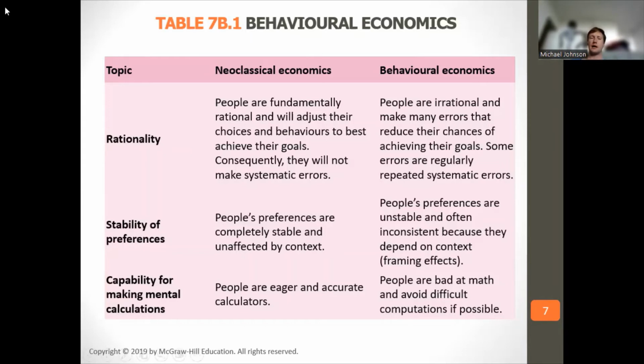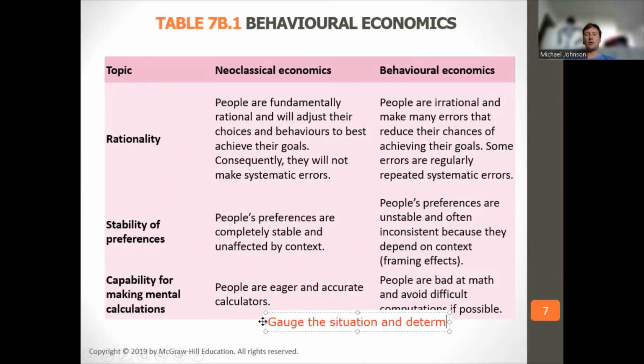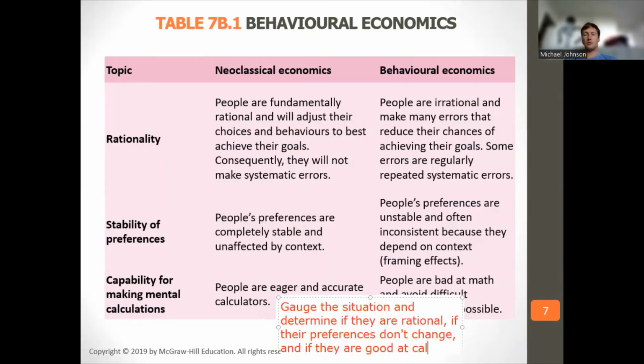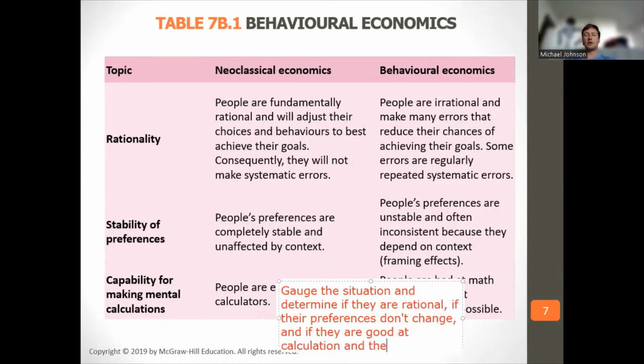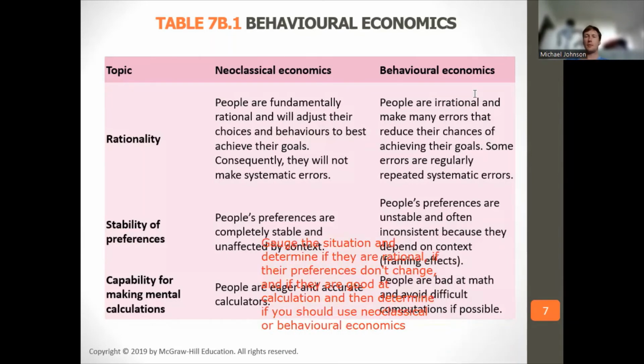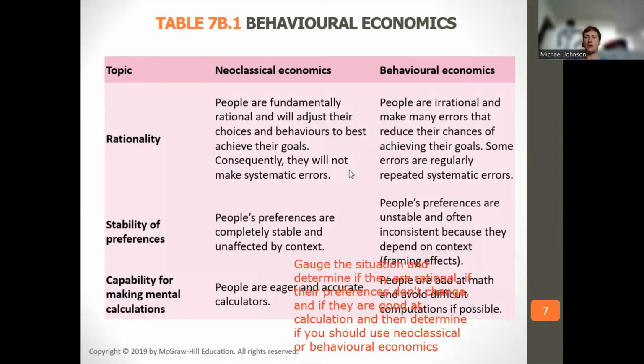So I'd say engage the situation and determine if they are rational, if their preferences don't change, and if they are good at calculation. So gauge all of that, and then determine if you should use neoclassical or behavioral economics. Just gauge the situation, because you need to ensure that you don't use the same strategy for each case. So gauge the situation, figure out if it's neoclassical or behavioral.